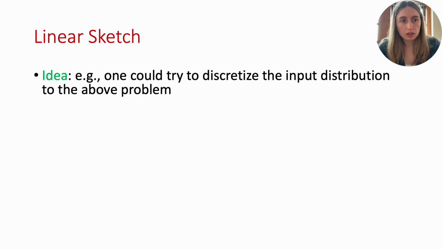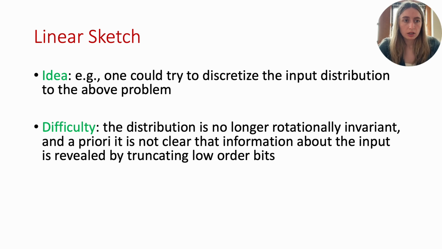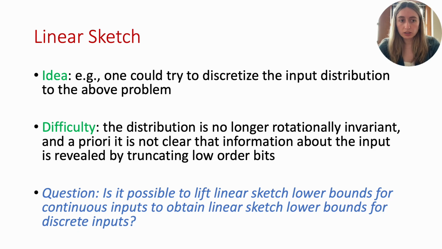Now, one way we might want to fix this issue is we could try to discretize the input distribution to any of these problems. However, there is some difficulty here as the distribution is no longer rotationally invariant, and it's really not clear what information about the input is revealed to the algorithm when we truncate these low-order bits. So the key question is as follows. Is it possible to lift linear sketch lower bounds for continuous inputs and obtain linear sketch lower bounds for discrete inputs?